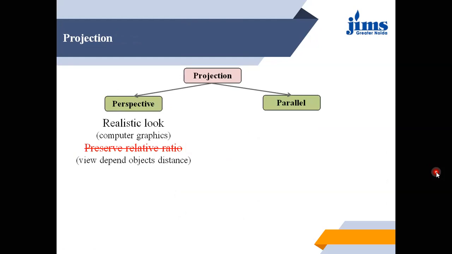In perspective projection, as I told you, the COP, that is the center of projection, is at a finite distance, meaning all the projected rays seem to come from that point. Perspective projection gives a realistic look, as a person sees an original object in daily life. So perspective projection looks realistic, and it is used in computer graphics.